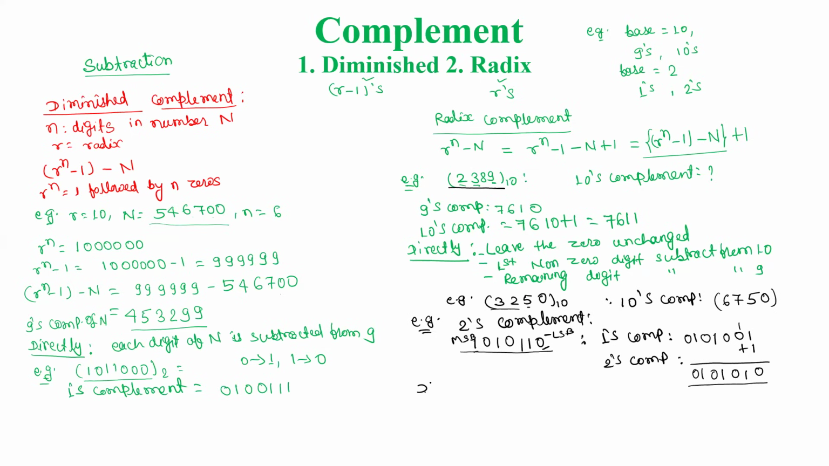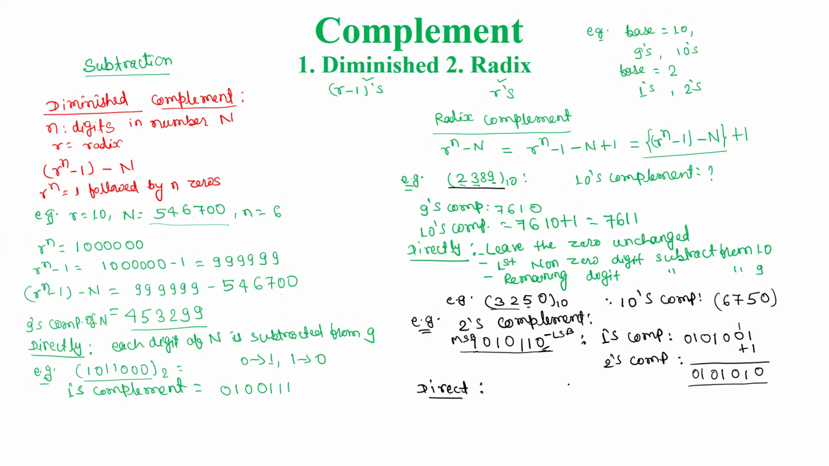Now, what is the rule to find the 2's complement directly here? Leave zeros unchanged. Leave 0 unchanged, and leave the first non-zero unchanged. So be careful here. 0 is unchanged from the LSB side, and leave the first non-zero also unchanged. Here the non-zero will always be 1, so that also should be unchanged. For the remaining digits, 1 will be changed to 0, 0 will change to 1.